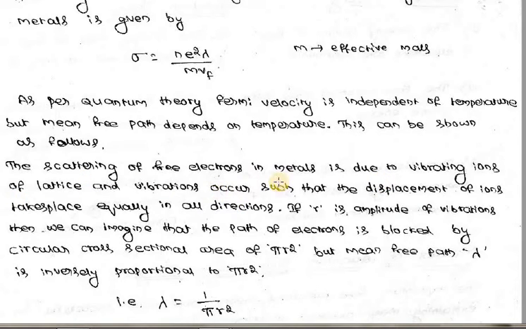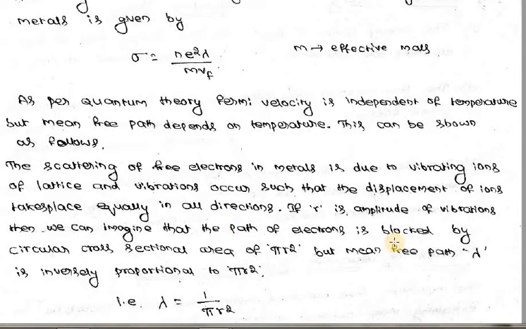See, scattering of free electrons in metals is due to vibrating of lattice ions, and the vibrations occur in such a way that the displacement of ions takes place equally in all directions. Means the vibration in metals is equal in all directions. Means it is tracing a path like a circle. On the circular path, that path will be like a circle.